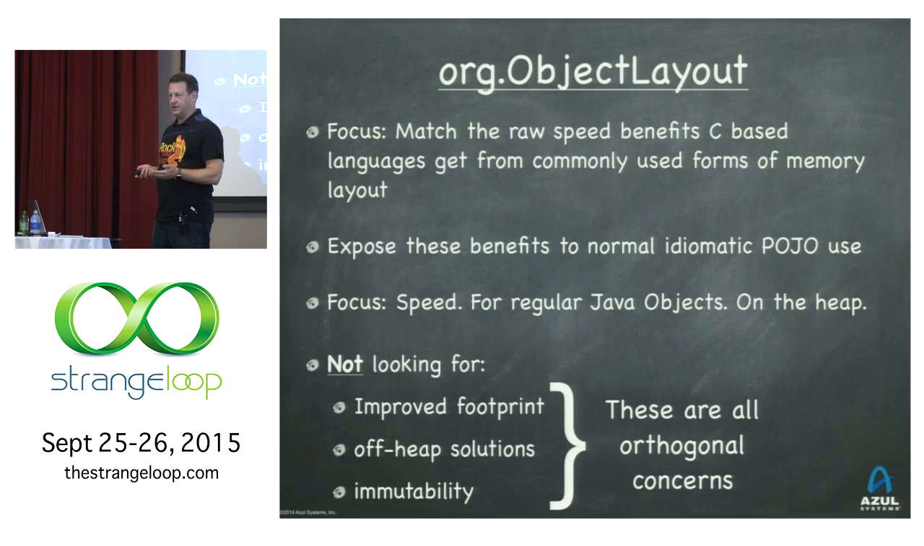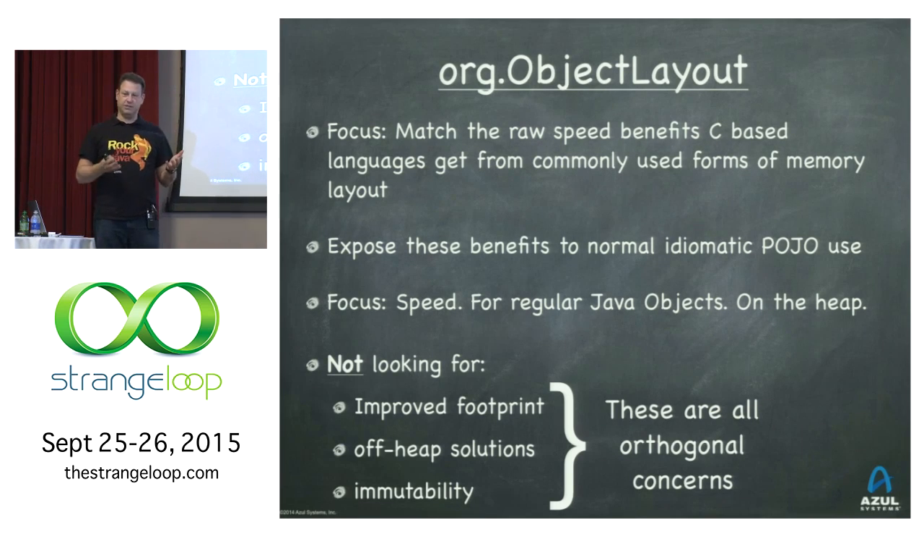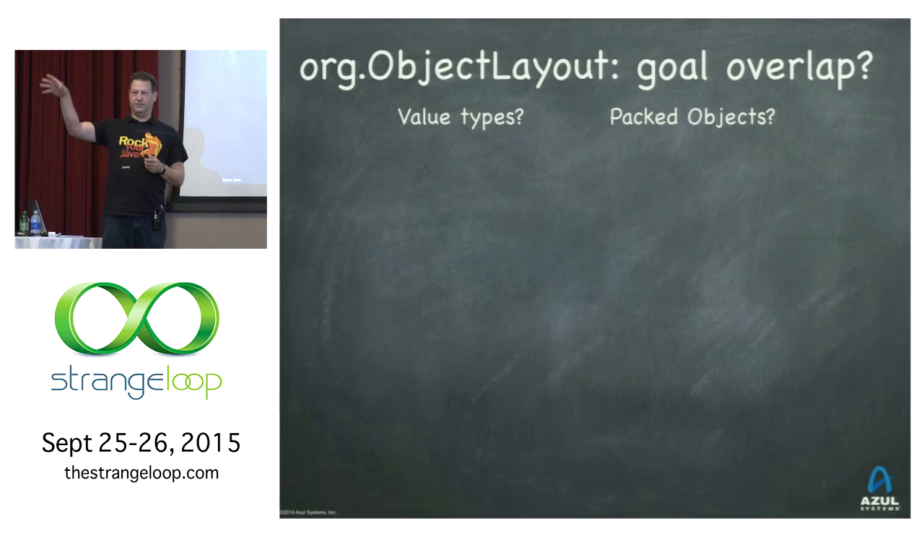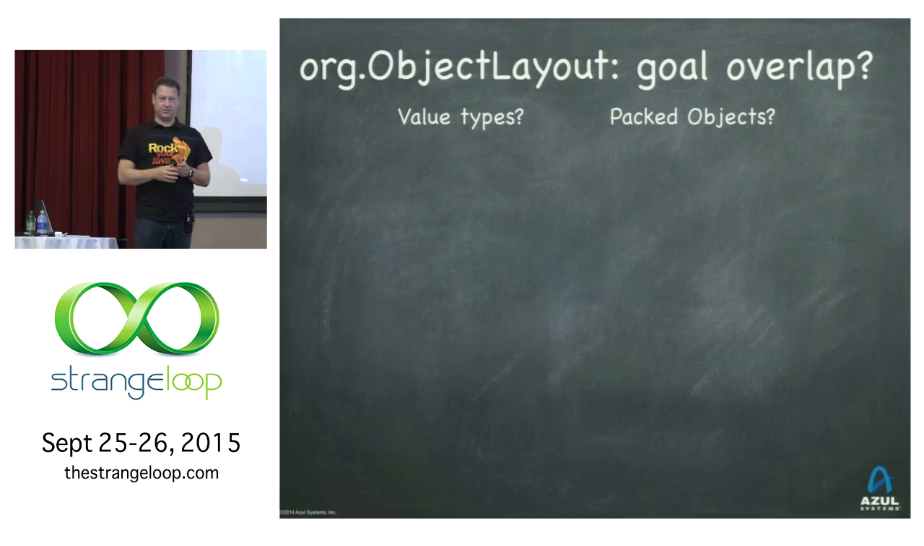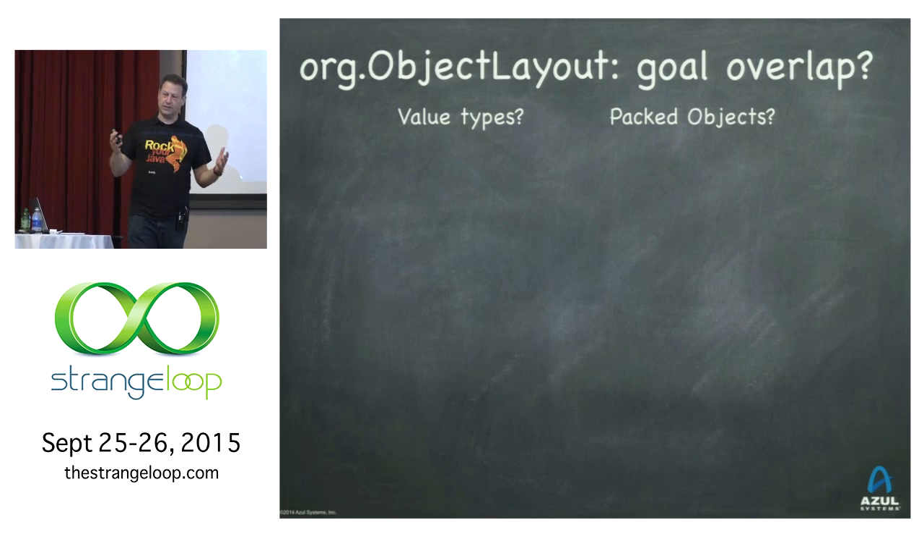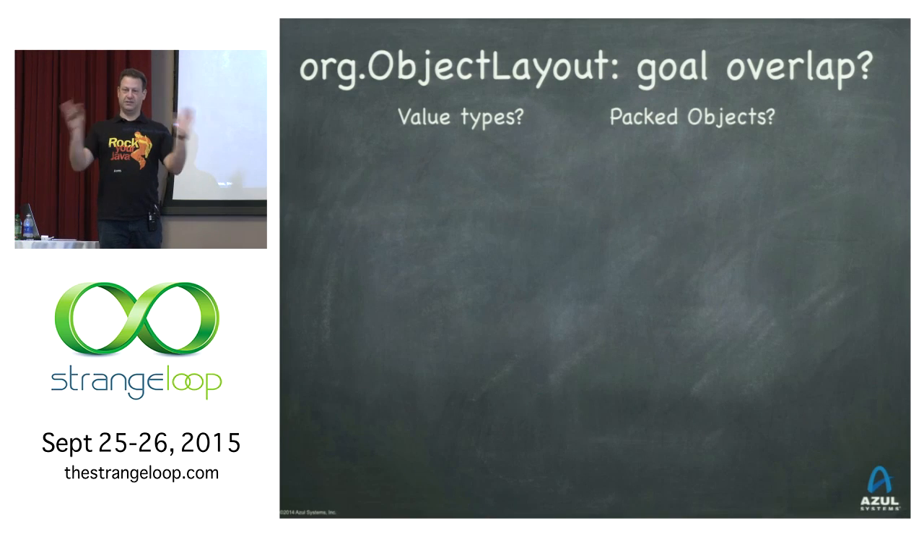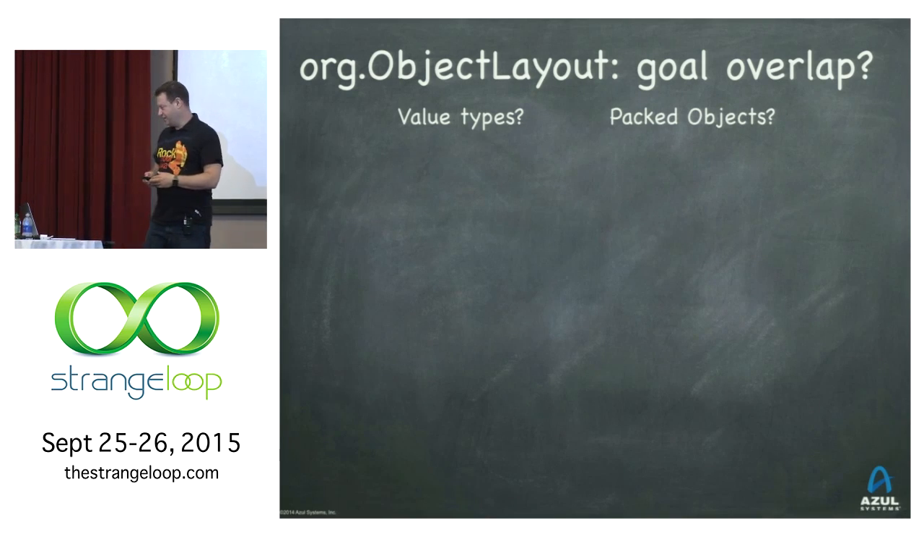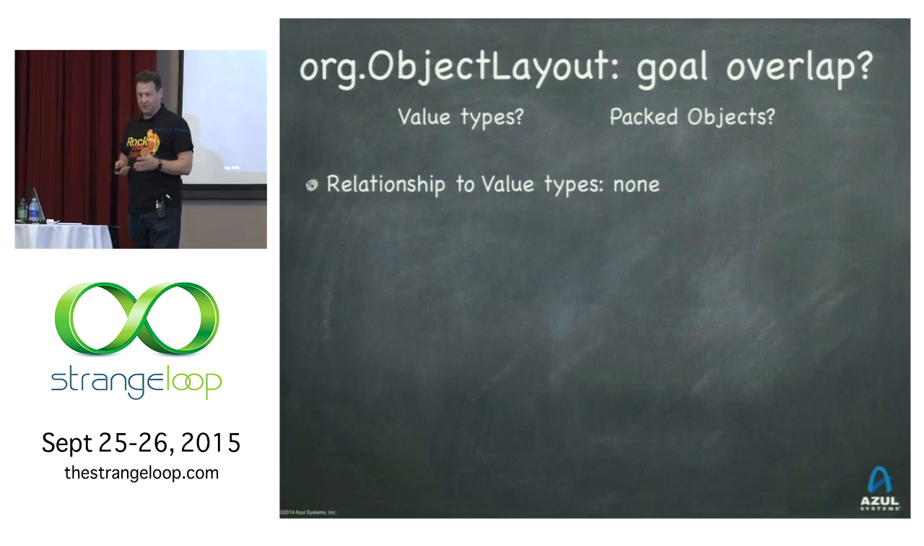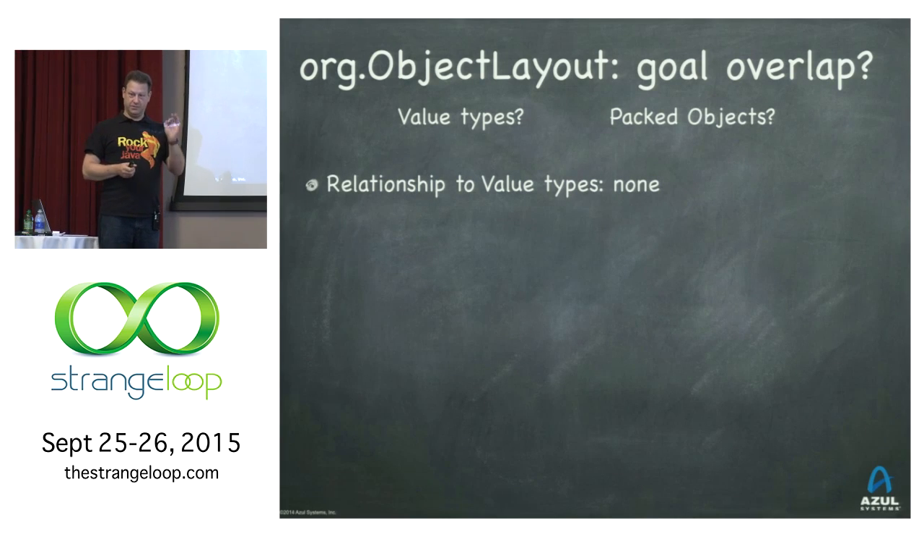And there's a reason I highlight this, and that's because for the last couple of years, every time I raise this subject, people say, oh, you mean like value types, or you mean like packed objects, or you mean like one of those things. So I find myself explaining why it's not like that. And here we're going to explain why it's not like that for 2 or 3 slides, then stop with that, okay? So the relationship to value types is 0.